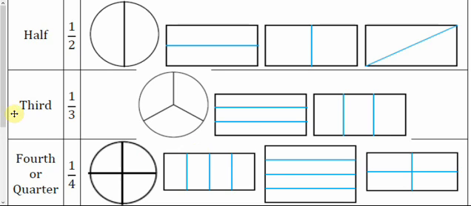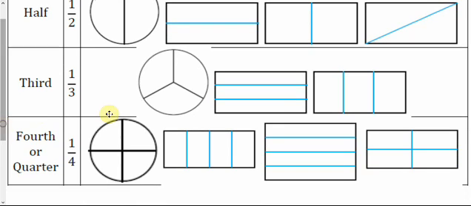The fourth or the quarter, we can divide it in the circle like that, or in the rectangle. I have 4 equal parts in here, 4 equal parts in here, and 4 equal parts in here. So all of them are quarters, all of them are thirds, and all of them are halves. Okay, each part in here, each part.